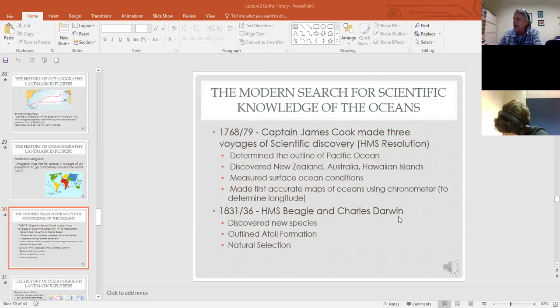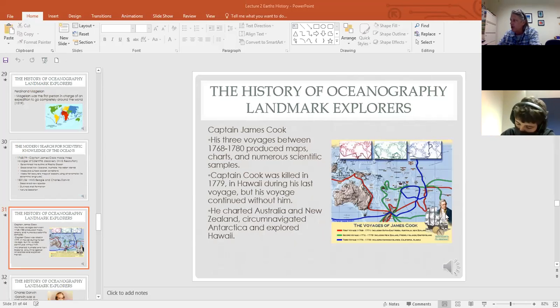We will give a tip of the hat to Darwin and the Beagle, Charles Darwin, for natural selection and atoll formation. The Beagle was a ship that went around the world studying it for scientific knowledge. So here's Cook and his voyages. Captain Cook is credited, although he's not really the discoverer, with Hawaii, New Zealand, and Australia. So he's a big whoop-de-doo when it comes to that.